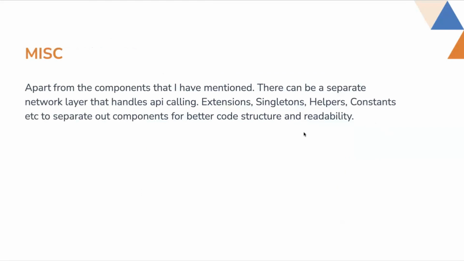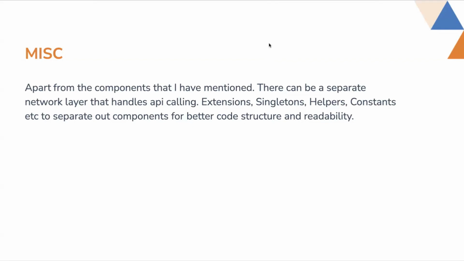These are the main components. There can be a separate network layer that we'll see in the form of services when we are going through the live example. And then we can have extensions, singletons, helpers, constants that store other functionalities, and also for better code structure and readability.